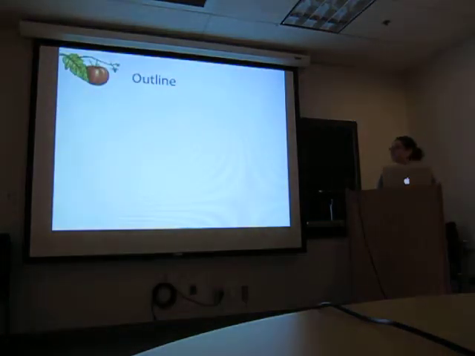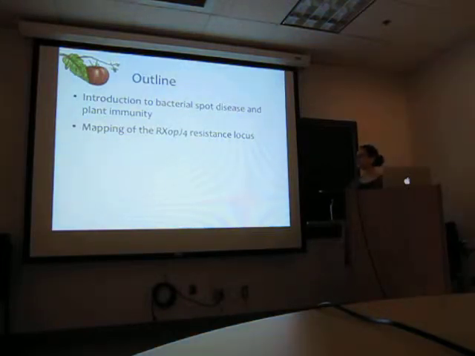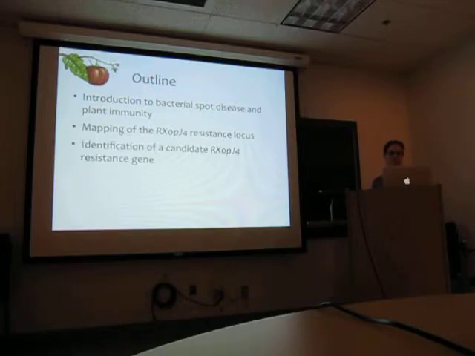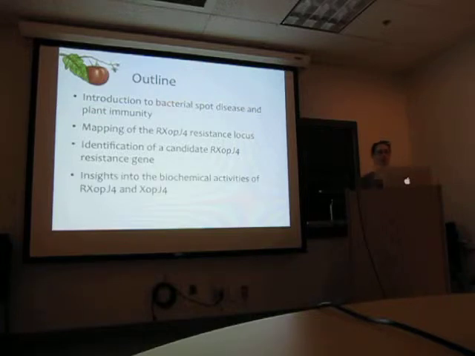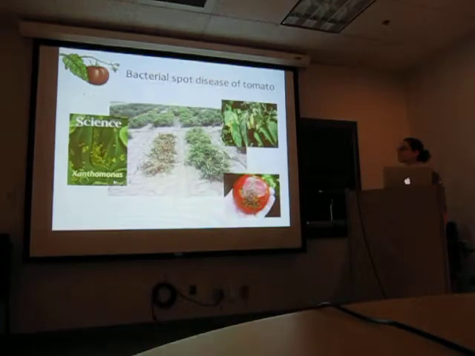So just a quick outline of my talk. First I'm going to introduce bacterial spot disease and plant immunity. Then I'll talk about my work mapping a particular disease resistance locus called RZOPJ4. Then a little bit about the identification of a candidate gene for RZOPJ4 and some insights into the biochemical activities of RZOPJ4 and its cognate effector, ZOPJ4. And then about a new project to search for new sources of disease resistance.